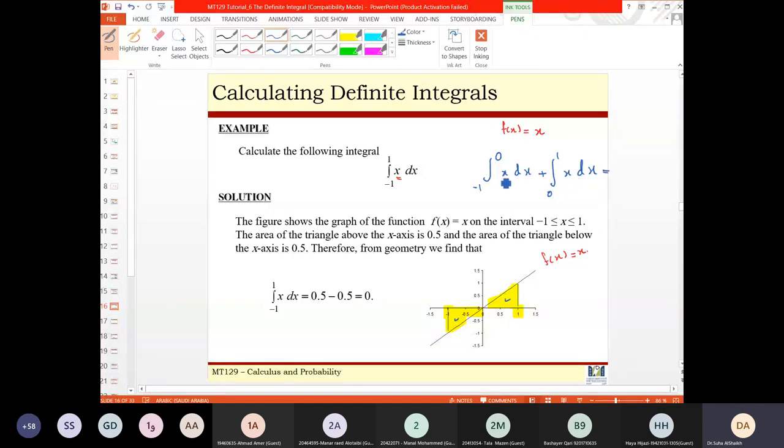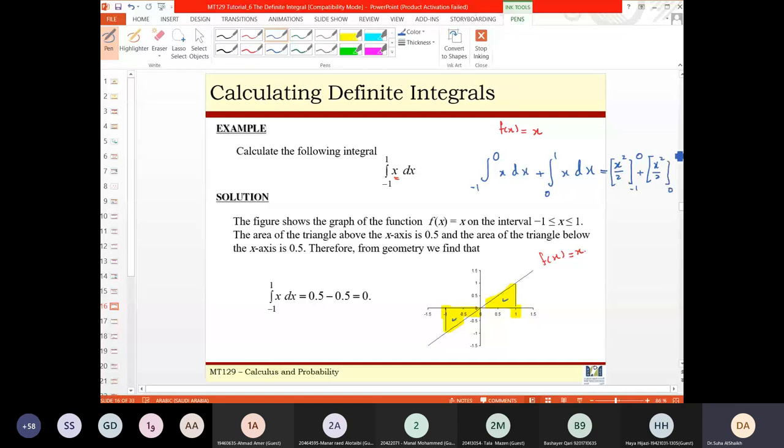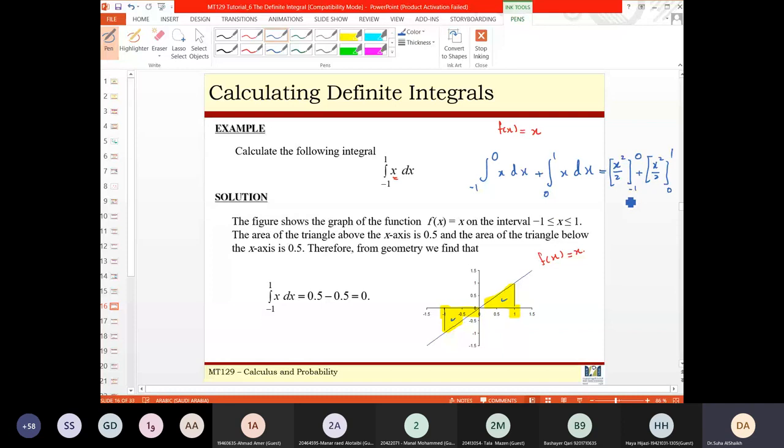So the integration of x is x squared over 2 from -1 to 0, and the integration of x is x squared over 2 from 0 to 1. How do we find the result? Substitute with 0 minus the substitution with -1, plus substitute with 1 minus the substitution with 0. Okay, so this part will be half and this part will be half, and the correct integration is equal to 1.